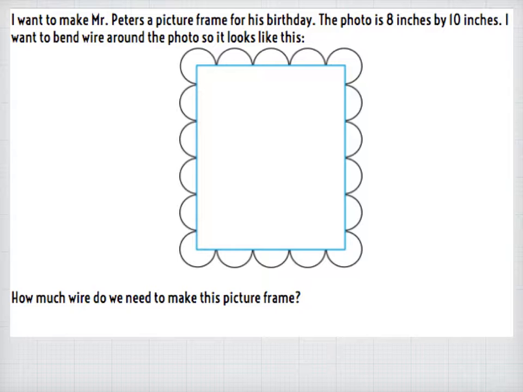Well, we're given two pieces of information. We're given the two dimensions of the rectangular picture that we need to wrap around. We know that it's 8 inches wide, and we know that it's 10 inches tall. And working with that, some students came to a realization.